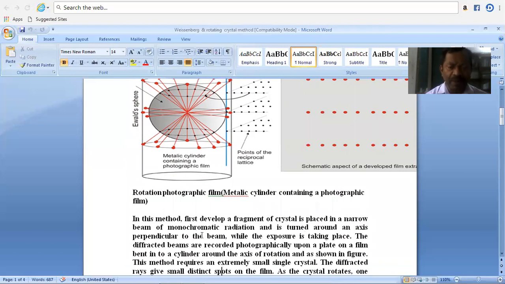In this method, a fragment of crystal is placed in a narrow beam of monochromatic radiation and is turned around an axis perpendicular to the beam. So this is the beam we pass here. This is perpendicular to the beam. While the exposure is taking place, here the exposure is X-ray radiation. The diffracted beams are recorded photographically upon a plate and a film bent into a cylinder around the axis of rotation, as shown in the figure.